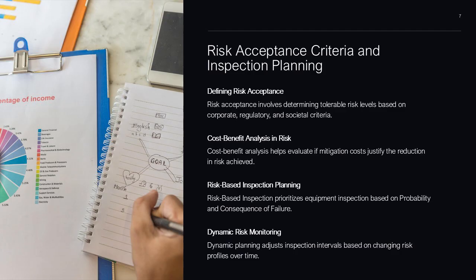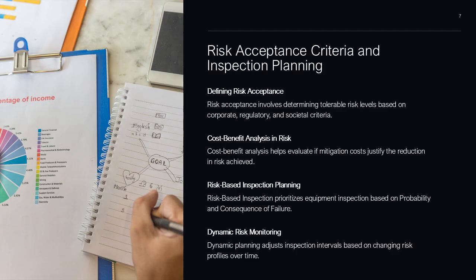Organizations typically define risk acceptance thresholds that reflect their values, legal obligations, and business objectives. These criteria often distinguish between different types of risk, recognizing that tolerance for environmental or financial risk may differ from tolerance for safety and health risks. Cost-benefit analysis is frequently used to support these decisions, helping organizations evaluate whether the cost of additional mitigation is justified by the reduction in risk achieved.